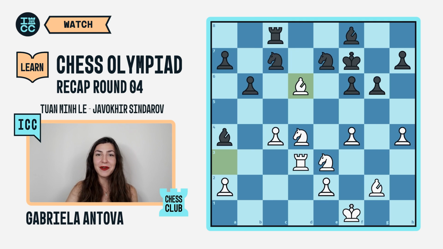In the next stop of our recap, we are going to take a look at the Vietnam versus Uzbekistan match. On the board, we have Le Tuan Minh as white, a famous titled Tuesday specialist, taking on young star Javokhir Sindarov from Uzbekistan. So the last move from the game was bishop d6, where Sindarov responded with the move knight to e8.